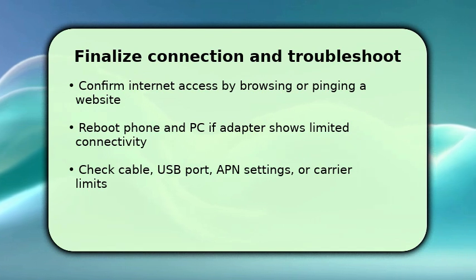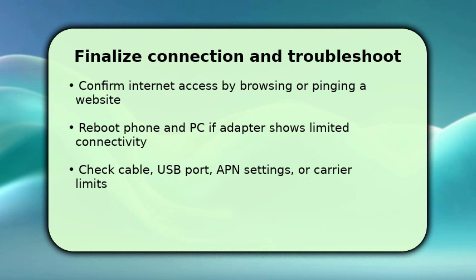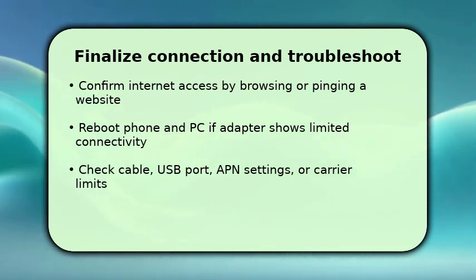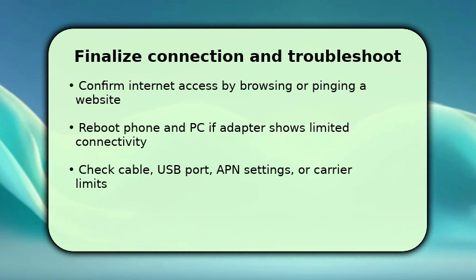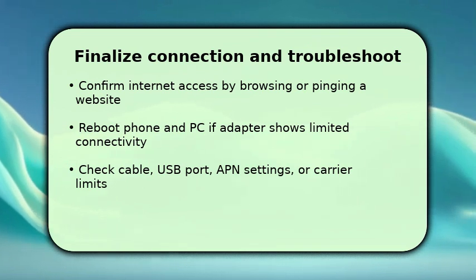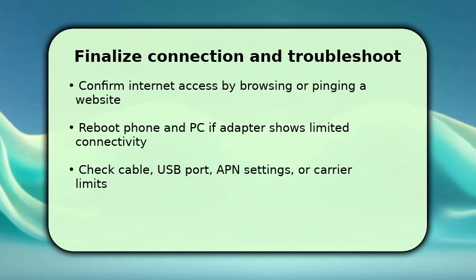different USB port, and restart both devices. Reboots fix driver handshake problems. If issues persist, check APN and tethering restrictions with the carrier or update phone firmware and PC drivers. One key troubleshooting tip: swap to a known good cable and port before changing settings, because faulty hardware is the most common culprit.